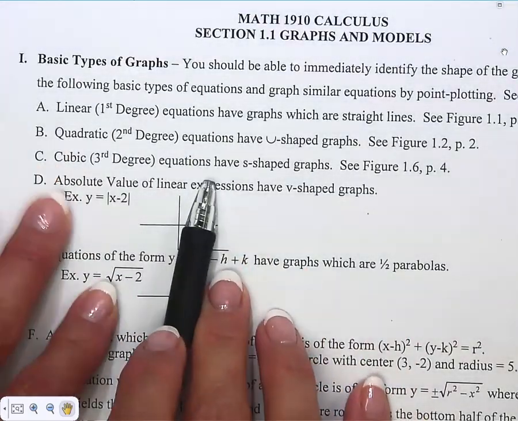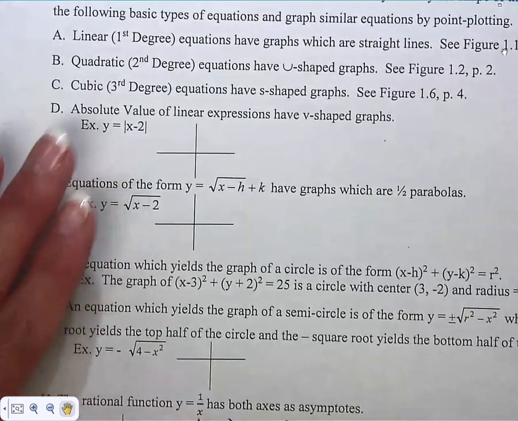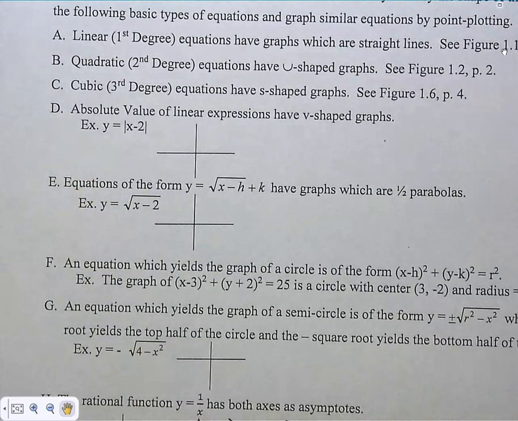I've mentioned linear equations, quadratic equations, cubic equations. Absolute value equations have V-shaped graphs. Every once in a while, I have to say, technically, that's not always true. It would be better known if I said absolute value of a linear expression. You have absolute value of a first degree expression, that's going to be V-shaped. If you put an x squared inside the absolute value, it's not going to be a V-shape, it's going to be something else. But as long as you have a linear expression inside that absolute value, it's going to be a V-shaped graph.